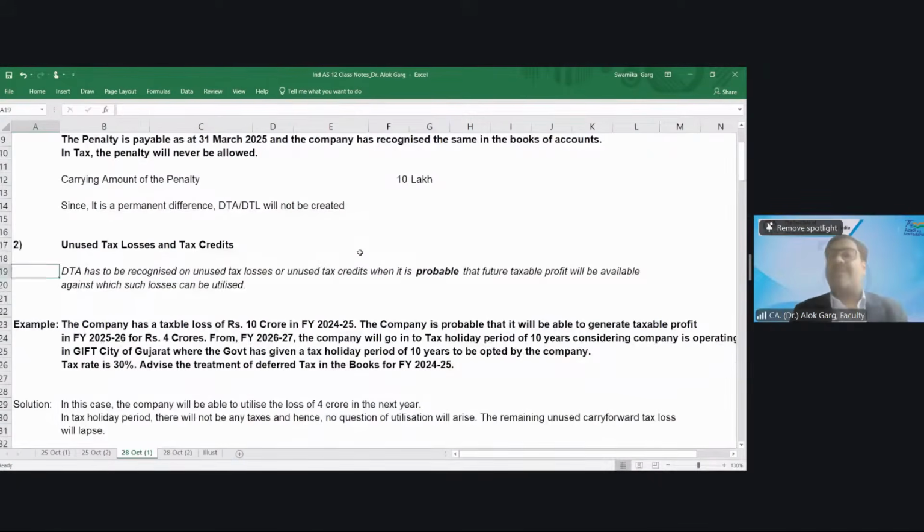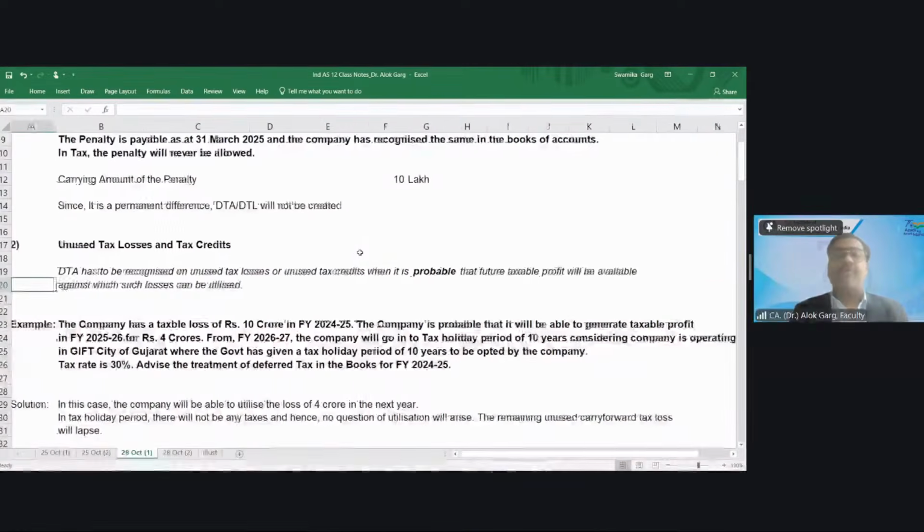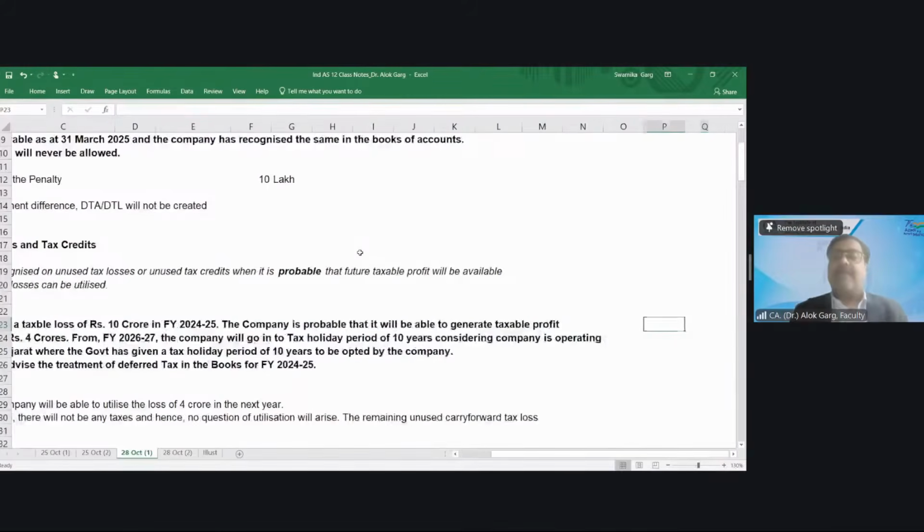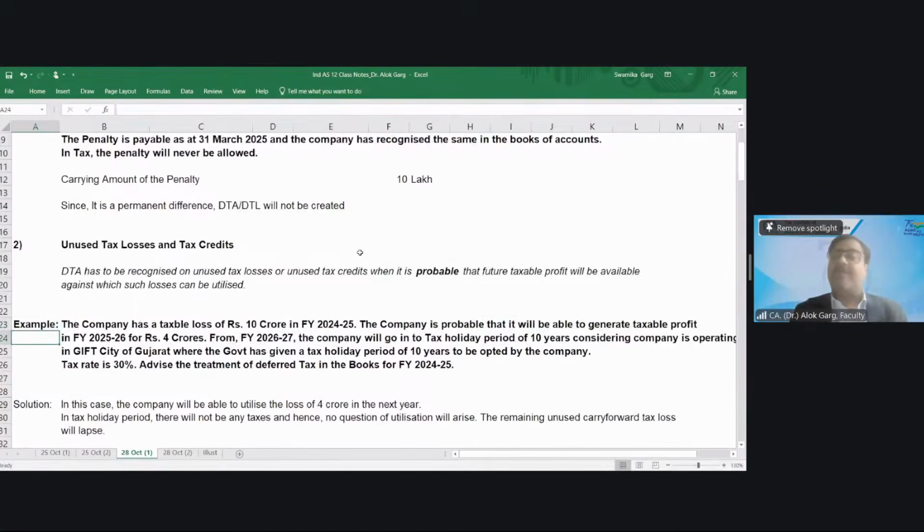Unused tax losses and credits. Carry forward losses. DTA has to be recognized on unused tax losses and unused tax credits when it is probable that future taxable profit will be available against which such losses can be utilized. Most of the time, the question used to come on this aspect. For example, the company has a taxable loss of 10 crore in FY 24-25. The company is probable that it will be able to generate taxable profit in FY 25-26 for rupees 4 crores.